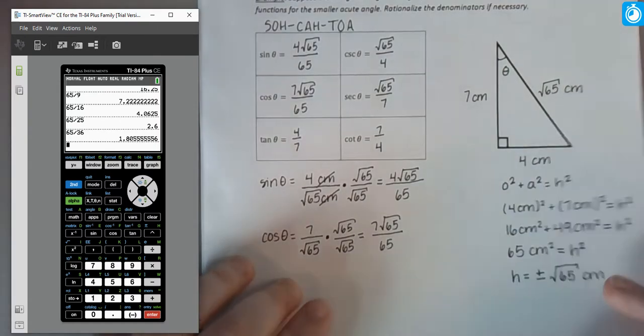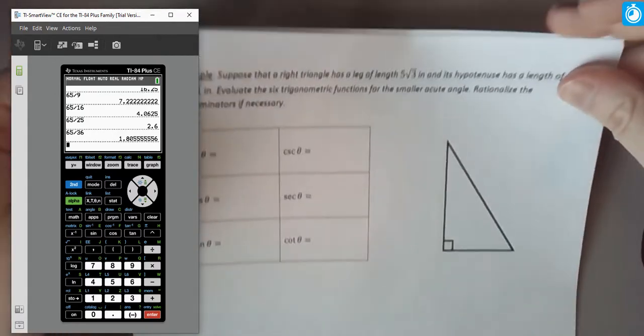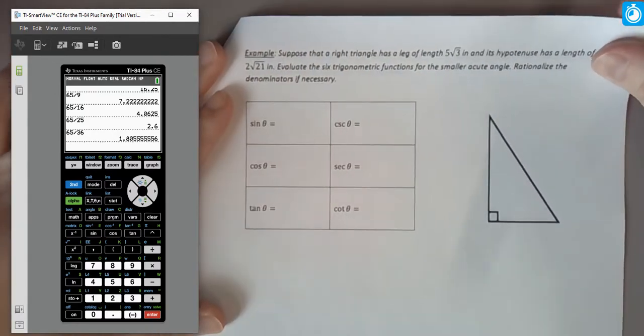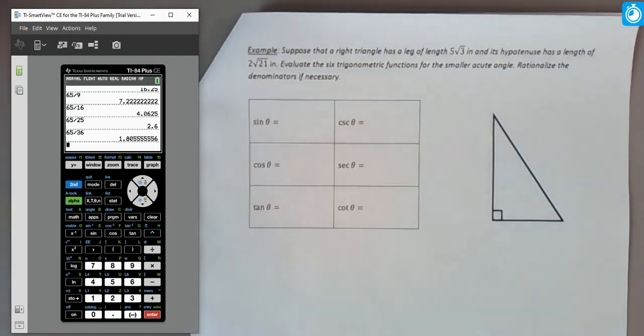Let's look at another example. So in this one, we had leg lengths, 2 leg lengths. Let's do one with slightly different information. So suppose our right triangle has a leg of length 5 root 3 inches, and its hypotenuse has a length of 2 root 21 inches. We want to, again, evaluate our 6 trig functions for the smaller acute angle, and then rationalize as necessary.